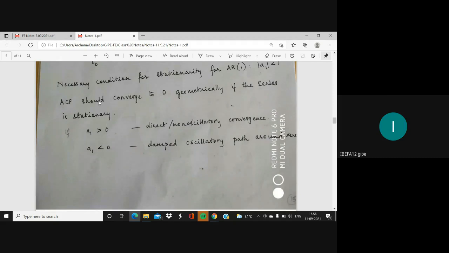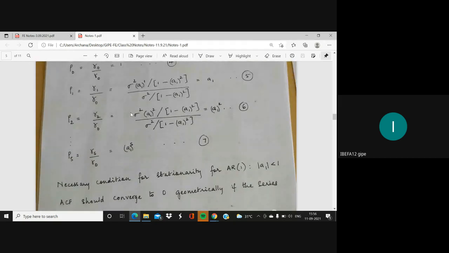So here, the ACF or the autocorrelation function is basically a plot of the autocorrelation coefficients against the respective lags. This ACF should converge to 0 geometrically if the series is stationary. Looking at the values that you're getting here, rho 1 is A1, rho 2 is A1 square, rho s is A1 raised to the power s, so you can see that there'll be some sort of a geometric decay.